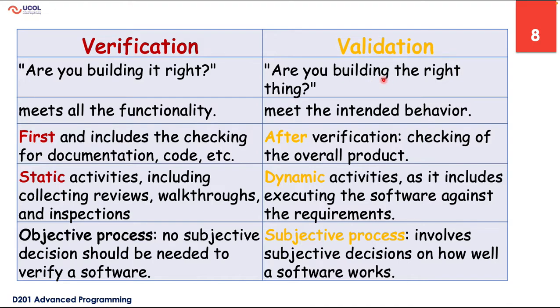On the other hand, validation is more like: yes, we decided that we are going to build a mobile application, but are we doing it in the right way? Are we building the right components? So this is more like validating that what we want to develop meets all the functionality, and here it meets intended behavior. It means that we implement those things and validate that they show the same behavior that we intended from that particular software.